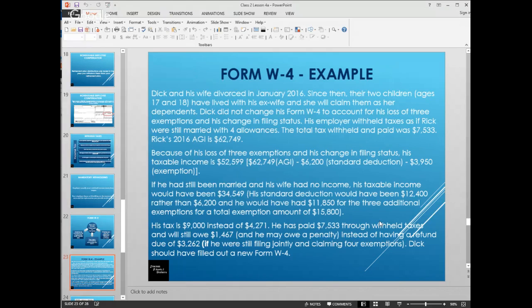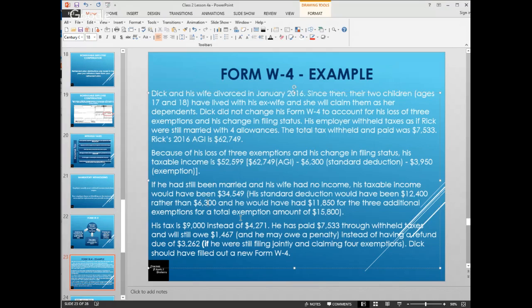In 2016, Rick's AGI was $62,749. Because of his loss of 3 exemptions and his change in filing status, his taxable income is going to be $52,599. If he'd still been married and his wife had had no additional income, his taxable income would have only been $34,549. His standard deduction would have been $12,400, rather than, in this case, it's $6,300 for the exemption for this year. Sorry, I'm going to make that change.